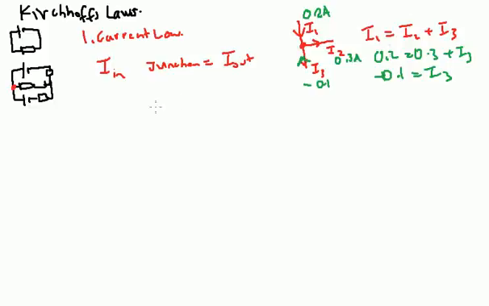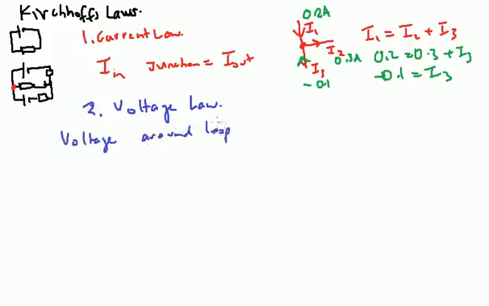Maybe we'll go blue. Is that blue? Yep. For the second one, the second one is the voltage law. And the voltage law says that the voltage around a loop equals 0. So best to go through and do an example of this.